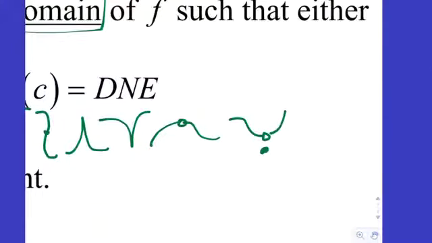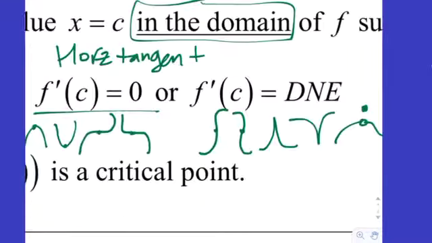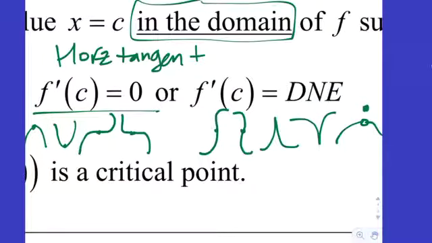If I were to take the dot away at the hole, now that would not be a critical value because it's not in the domain. So that's to first be in the domain, and then it's going to be the value of x where which things happen? One of two things. Either the derivative is 0 or undefined.